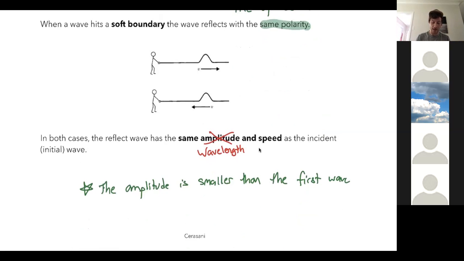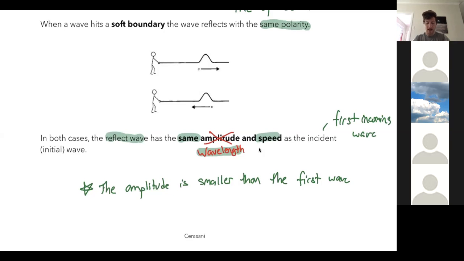The reflected waves have the same wavelength and speed as the incident wave. The incident wave is just the first incoming wave. So your first wave goes in, and the reflected one has the same wavelength and speed as the incident. They're exactly the same. But the amplitude, how big that wave is, is smaller because some of the energy gets transferred through, not all the energy comes back.